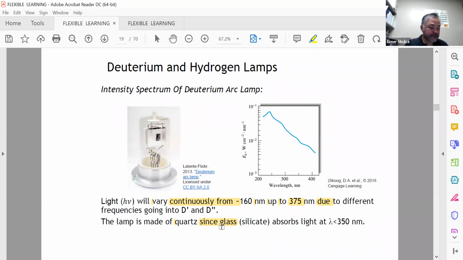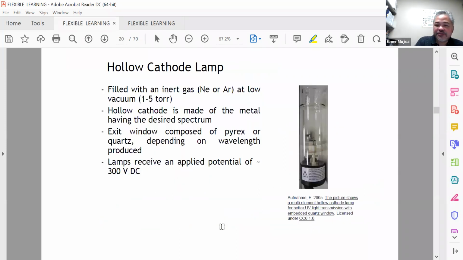Now, the hollow cathode lamp, on the other hand, is filled with an inert gas, maybe neon or argon at low vacuum, only 1 to 5 torr. The hollow cathode is made up of the metal having the desired spectrum. You have an exit window composed of pyrex or quartz, depending on the wavelength that is produced. The lamps receive an applied potential of 300 volts direct current.